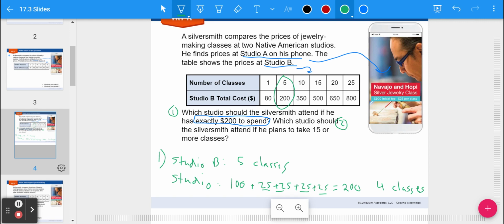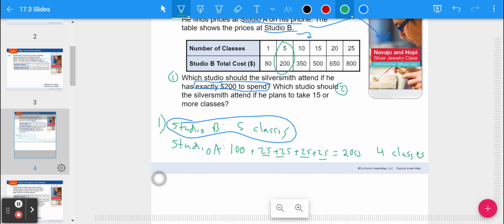So if I was choosing between Studio A and Studio B, I would go with Studio B because I get 5 classes out of it as shown in the table. Whereas in Studio A, that should say A here, all we would get is 4 classes for that $200.